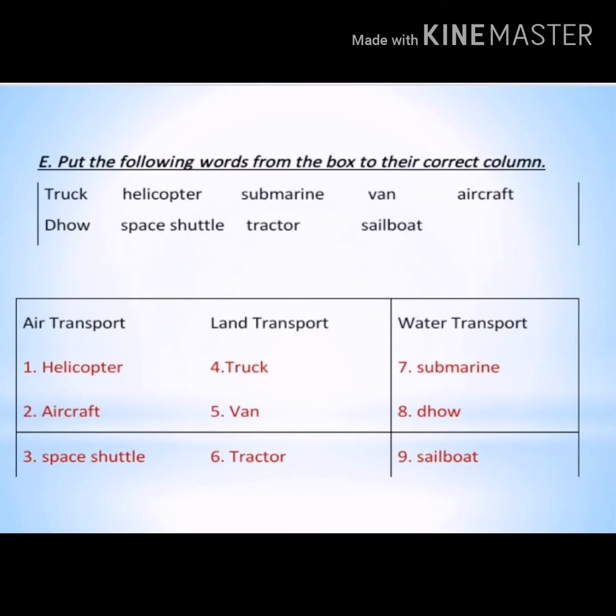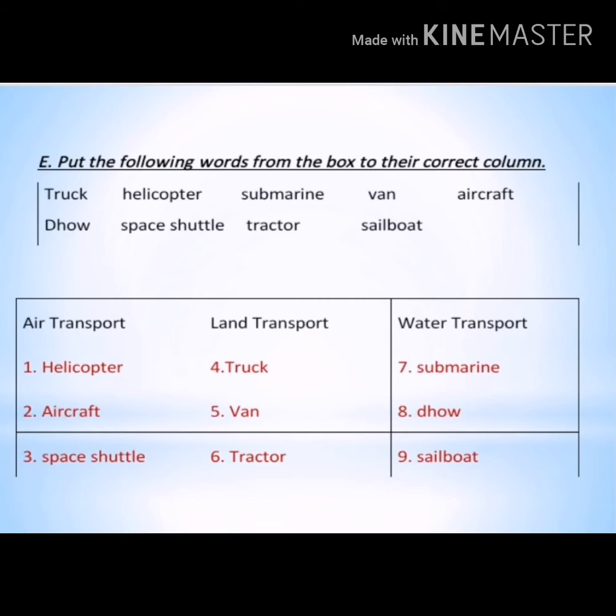Question E. Put the following words from the box to their correct column. What are these words? Truck, helicopter, submarine, van, aircraft, dome, space shuttle, tractor, sailboat. You're supposed to read the words, know how they look and where they are used, then you put them in their correct column. What are these columns?